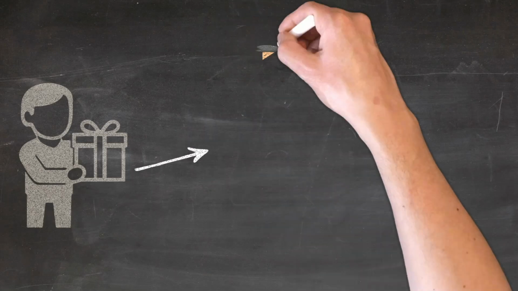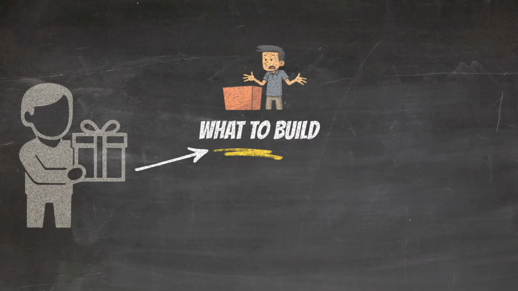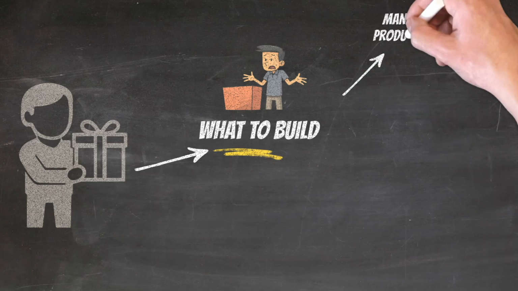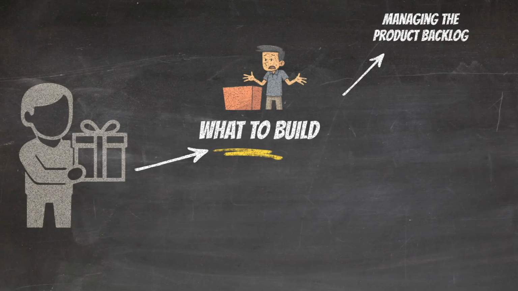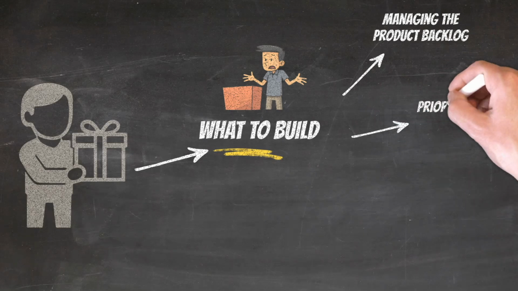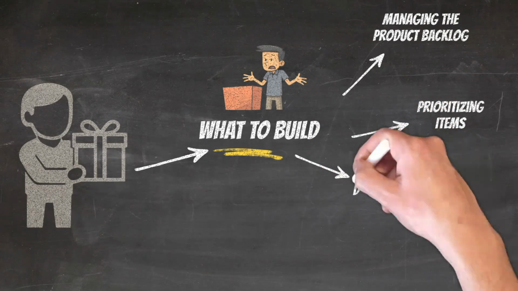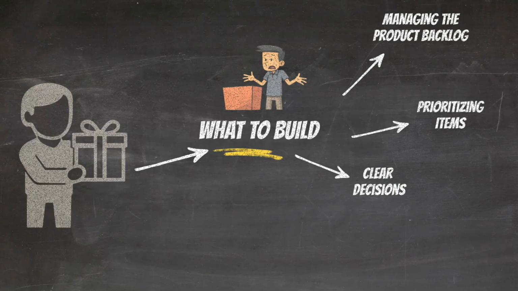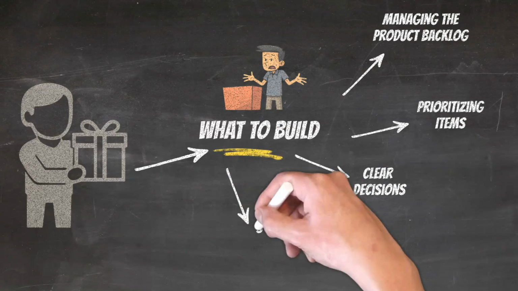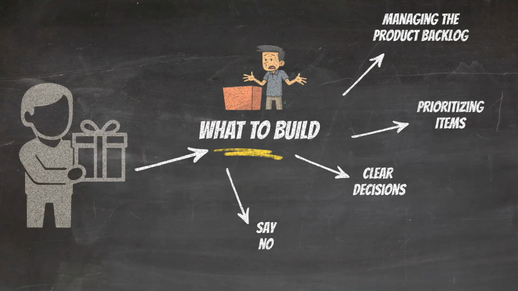First, the product owner decides what to build based on customer value and business needs. Think of them as the customer's voice on the team. Their daily work involves managing the product backlog, prioritizing items according to business value, and making clear decisions about product features. They say no to requests that don't align with customer value and maintain the product vision.